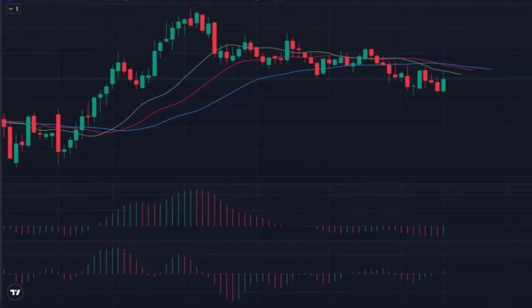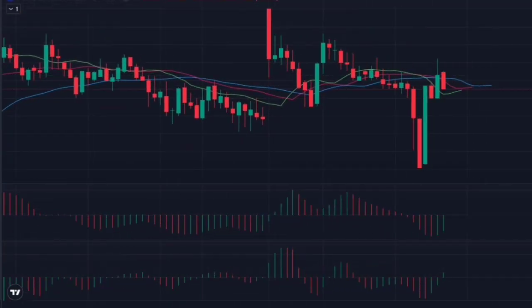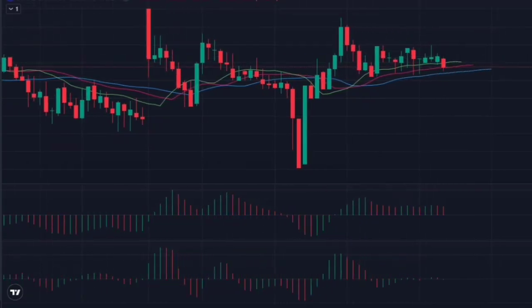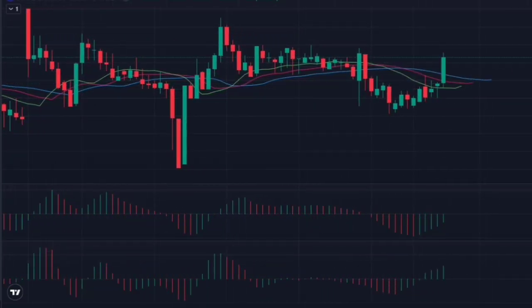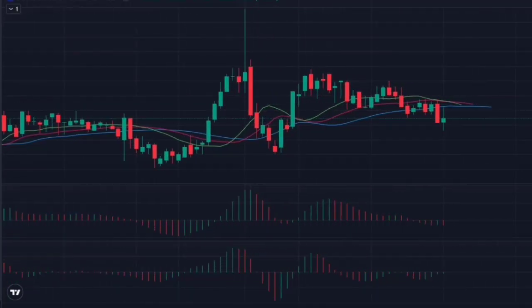By the end of this masterclass, you will know exactly how to use these four tools together to filter out the noise, identify explosive trends early, and pinpoint high-probability entries. We are going from chaos to clarity. Let's get it. Chapter 1.